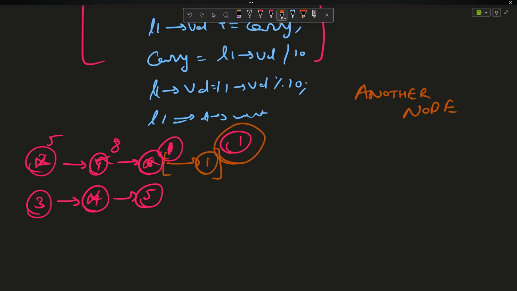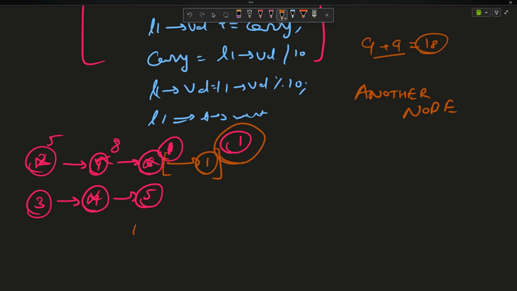But there can be other cases where my carry is not 1, but greater. Is it possible? No, not in this case, because my maximum operation can be 9 plus 9, which gives me 18, and 18 cannot be surpassed. Even if I get a carry from previously, 18 cannot give me more than one value.